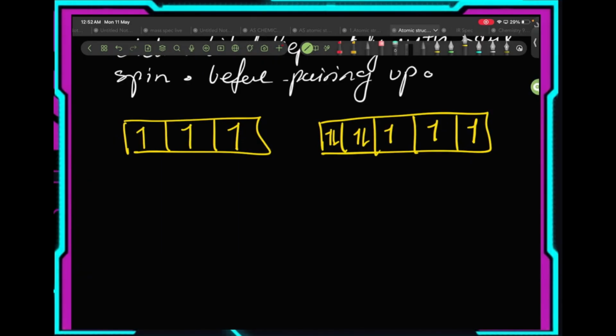Understood? So you don't pair electrons till you have empty orbitals. You start unpairing them and you keep them with the same spin. You let each electron have its own orbital, but after the empty orbitals have been occupied by every single electron, then you start pairing them.